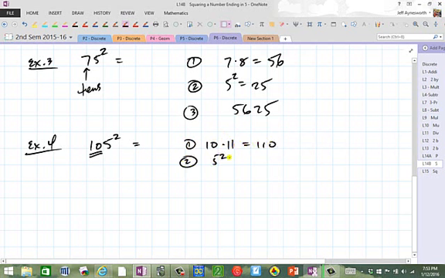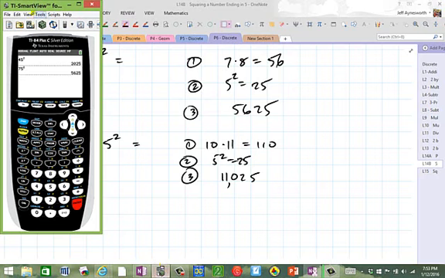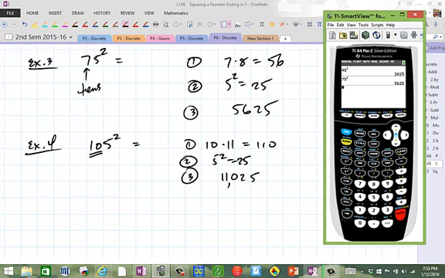Second step, 5 squared is still 25, it always is. Step 3, you compose the two, so you get this number here. And how do you say that? It's 11,025. Let's check it. Let's clear the calculator. Let's take 105, let's square it. Look at that, 11,025. So it works all the time.